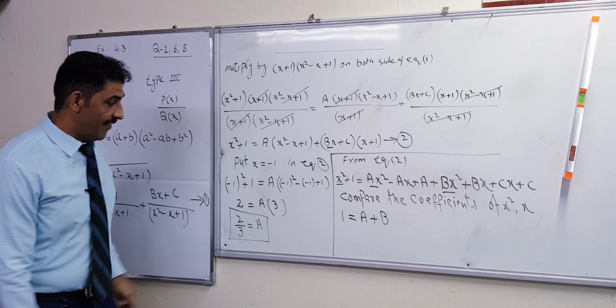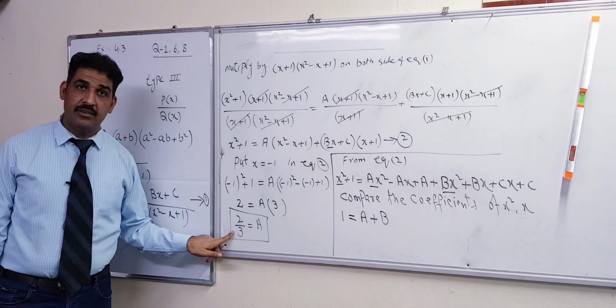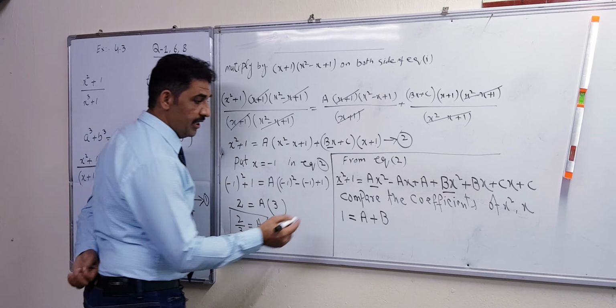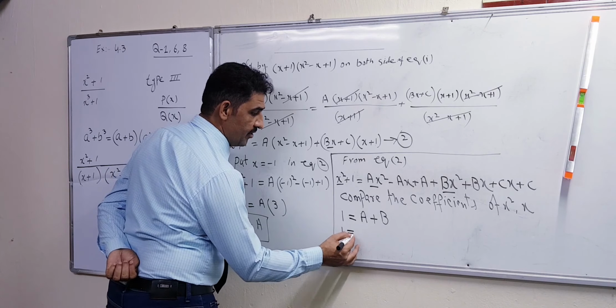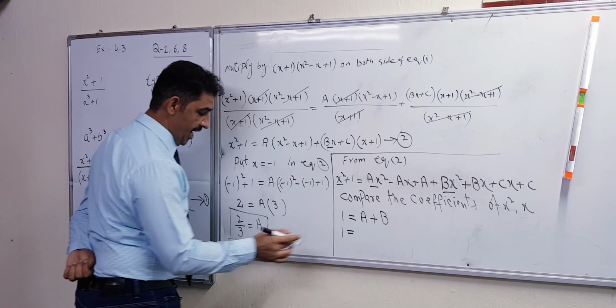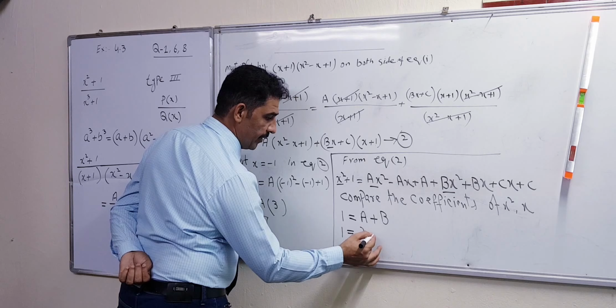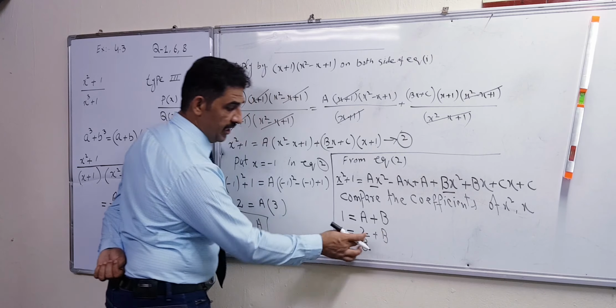The value of a we have already found. By putting the value of a, we will find the value of b. So 1 is equal to, what is the value of a? 2 over 3, plus b.